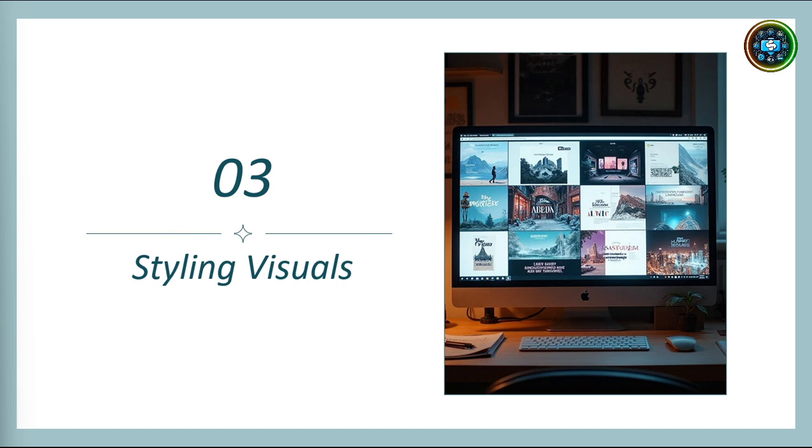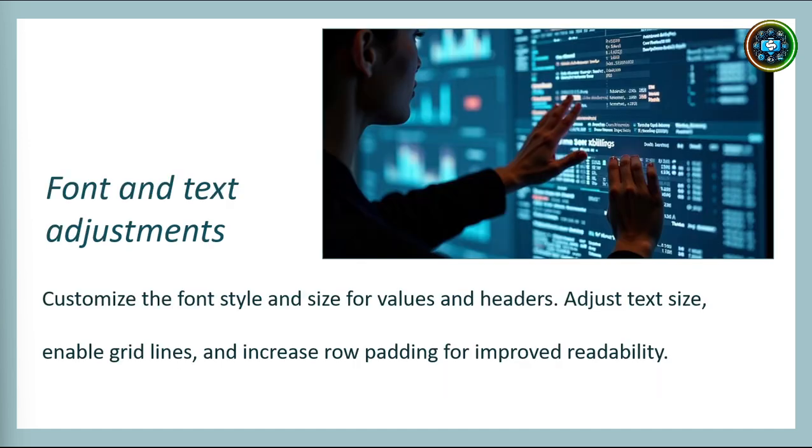And styling, what are the options available? We will start with a table today, and in the next session we'll proceed with other visuals. So what it is: font and text adjustment. Customize the font style and size for visuals and headers. Adjust the text size. Enable grid lines and then increase the row padding for improved readability.